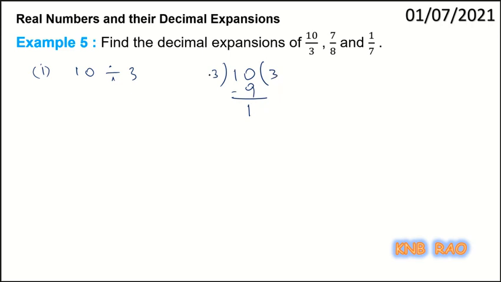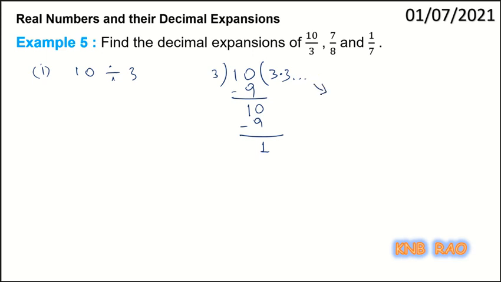Now, 1 is less than the divisor, so I will put a point. Now I will get 10. So, 3 3s are 9, again 10 minus 9 is 1, and the remainder always comes as 1, and here the decimal places of the quotient will never end, okay, will never end.